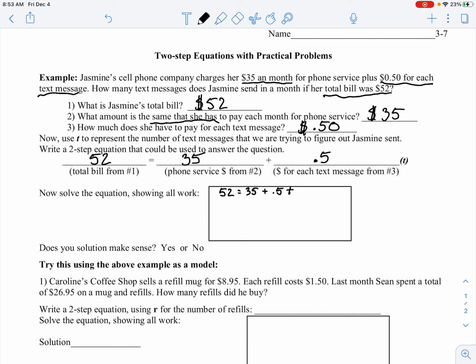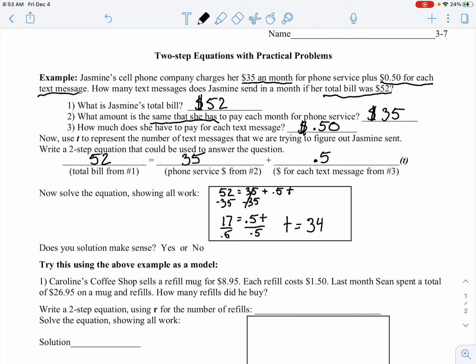So now it's just a 2-step equation. We know how to solve these. So we're going to subtract 35 from both sides. That's going to leave us with 17 equals 0.5 per text message, and then we just have to divide by a half. So remember, when we divide by a half, because of our keep change flip, that's going to be the same as multiplying by 2. So 17 times 2 is going to be what we're looking for here, and 17 times 2 is 34. So that's 34 text messages that she sent in this month.